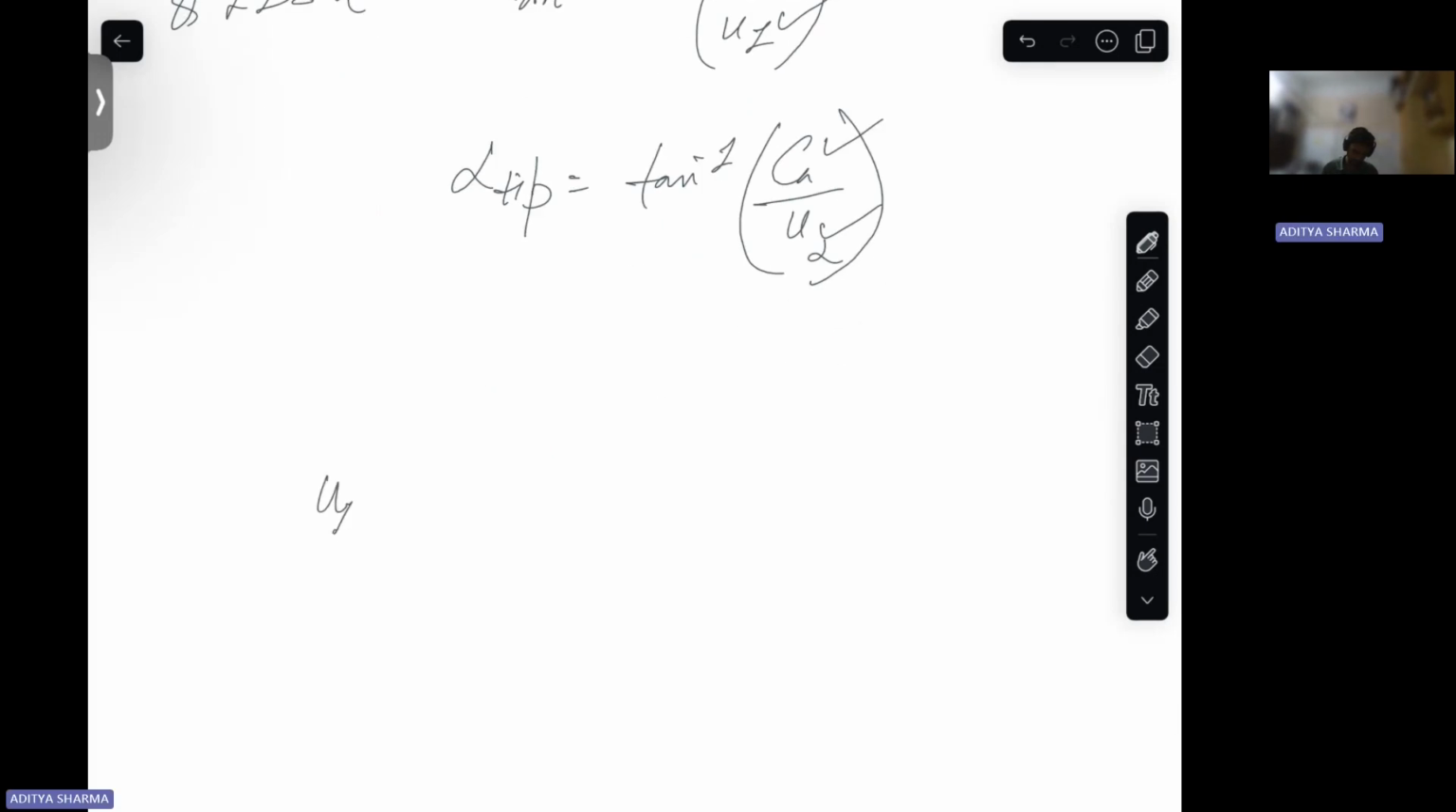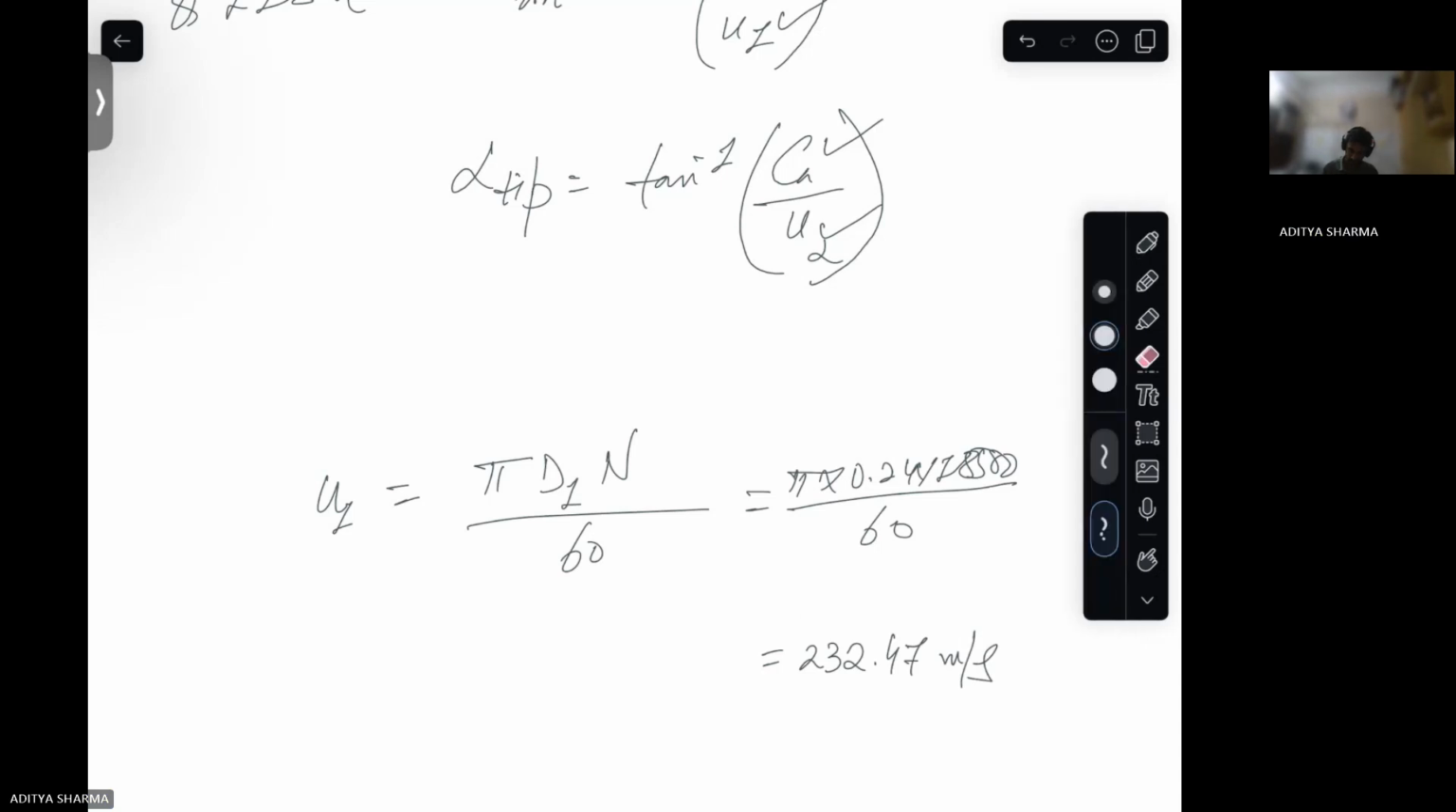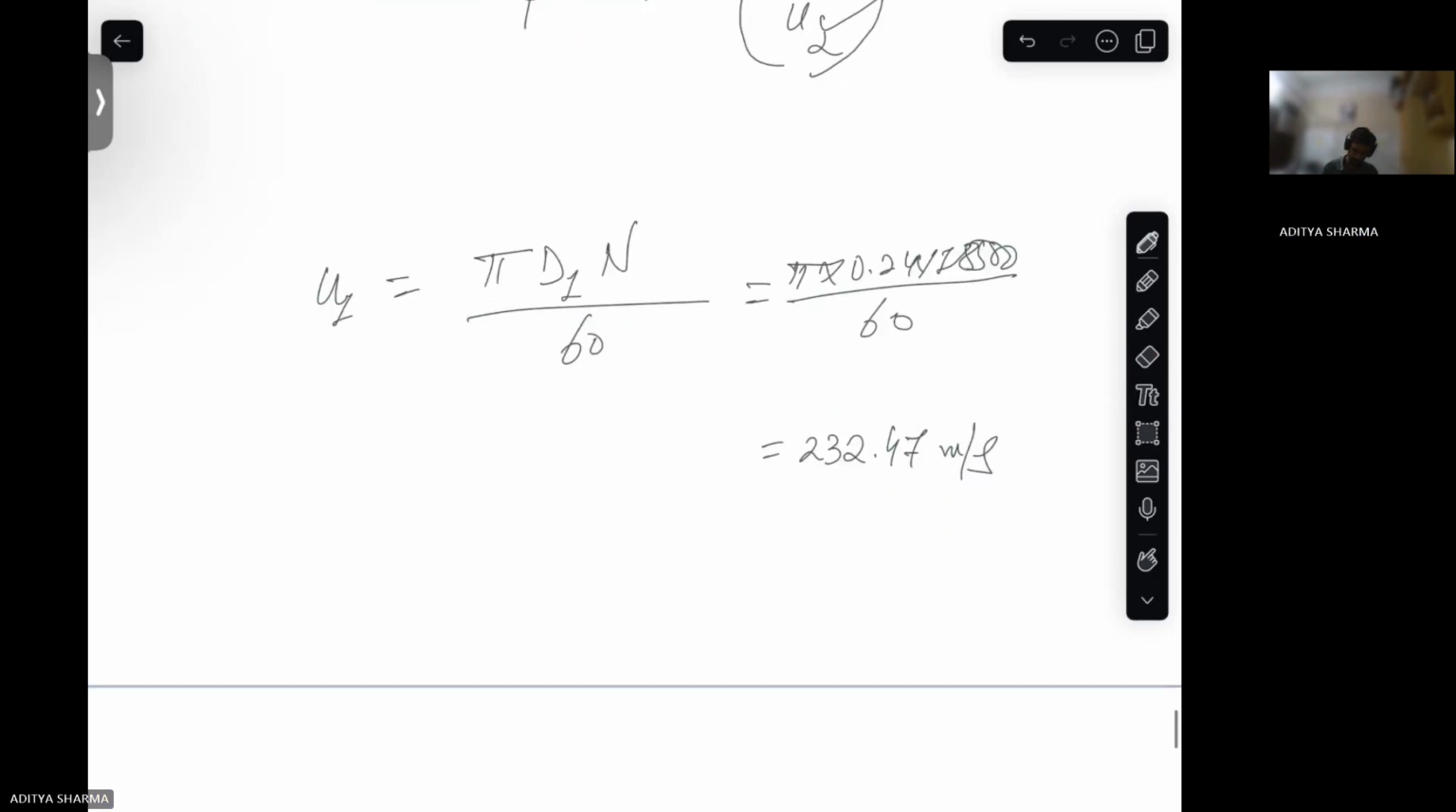So U1 is equal to 2 pi r or pi d1 into number of rotations by 60. So this will be 0.24 into 18500 divided by 60, and this will come out to be 232.47 meter per second.